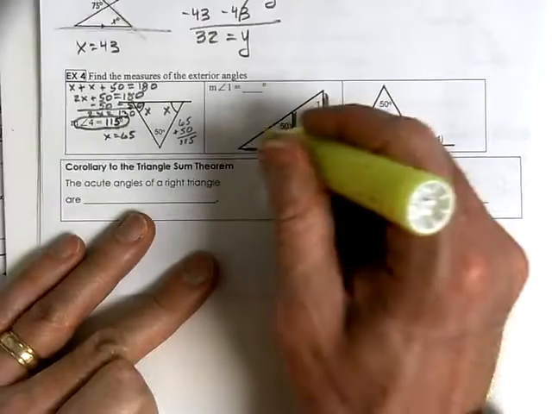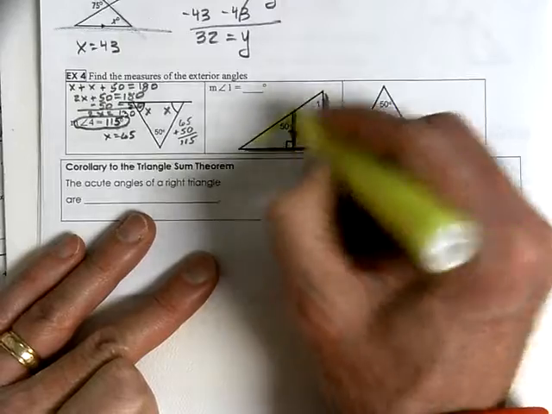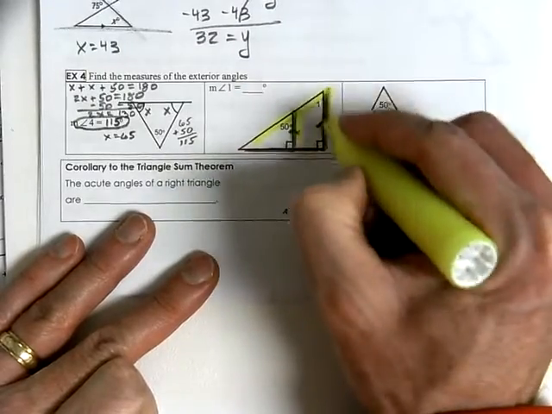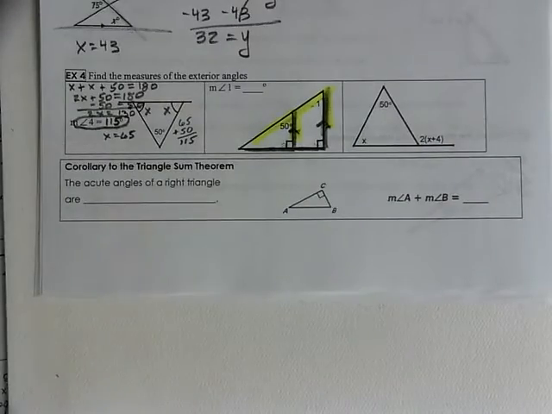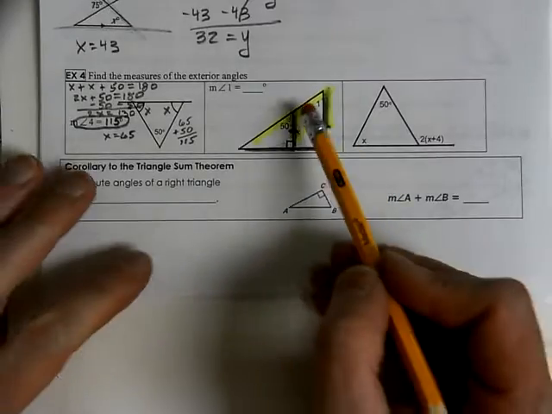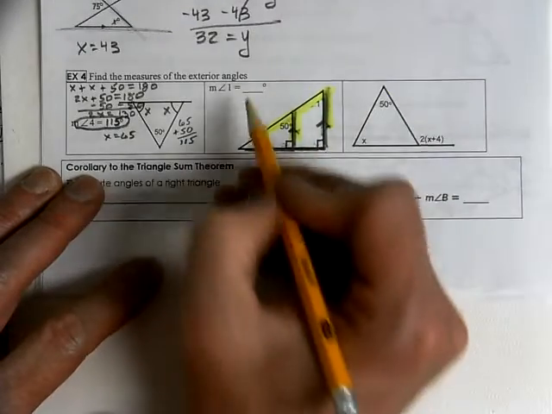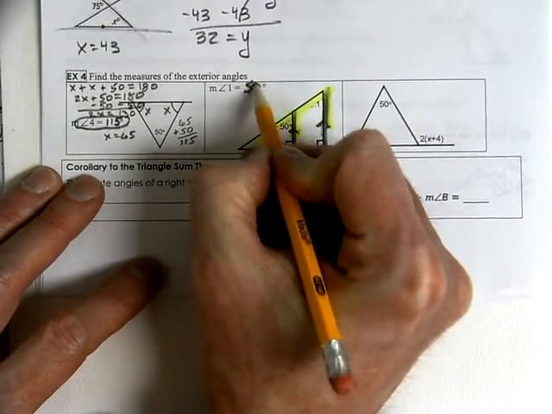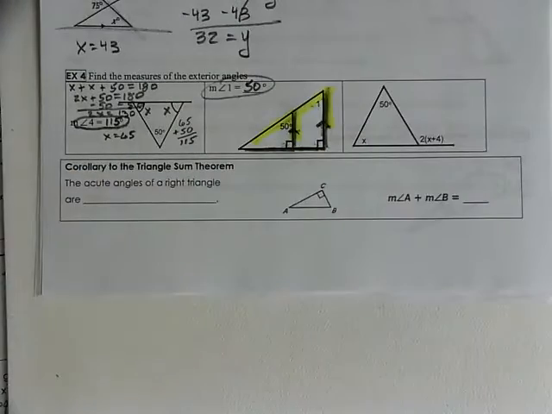So that's going to allow us to see our F shape. There's our F shape, which are corresponding angles. So the measurement of angle 1 is 50 degrees.